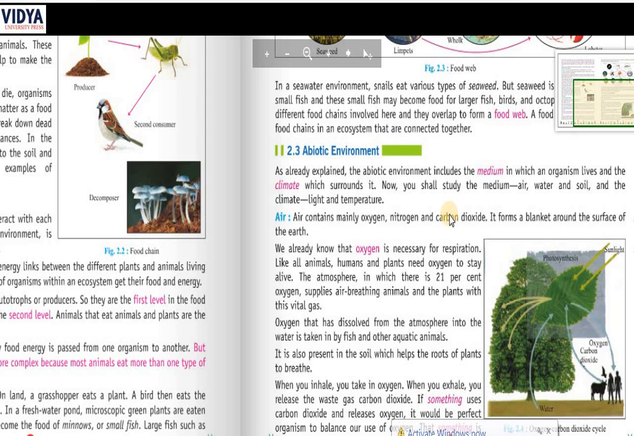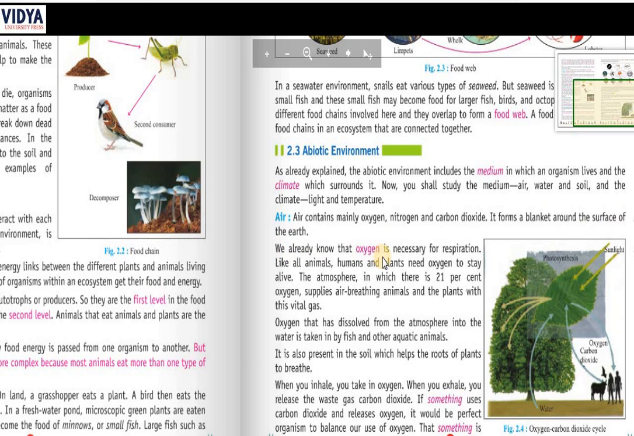A few examples are air, water and soil. They are lifeless but they contain life or support life. So let's start with the air. Air contains mainly oxygen, nitrogen and carbon dioxide. It forms a blanket around the surface of the earth.